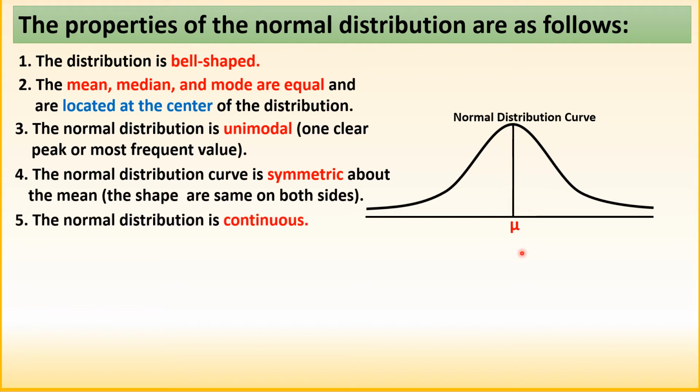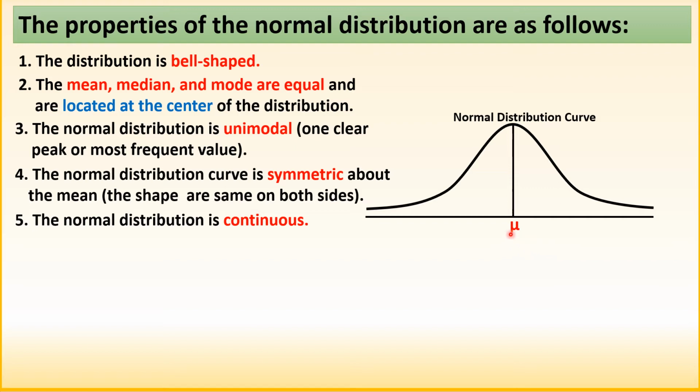Number 5, the normal distribution is continuous. So, let's say ang ating mean ay 10. So, meron tayo ditong above the mean and below the mean. So, ibig sabihin, yung nasa right side niya ang above the mean. Then yung left side, yung below the mean. So, pwede tayong magkaroon dito ng values na 10.5, 11.5, 14.2, 15.6, so on and so forth.